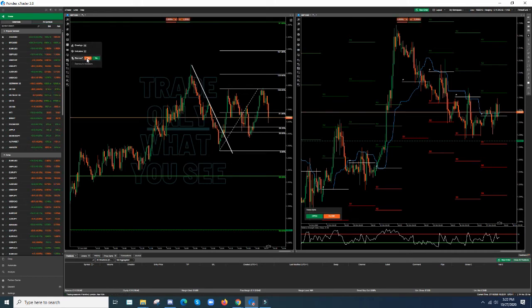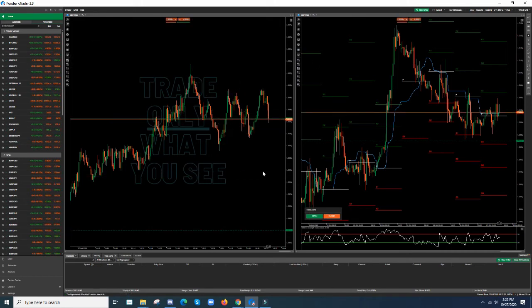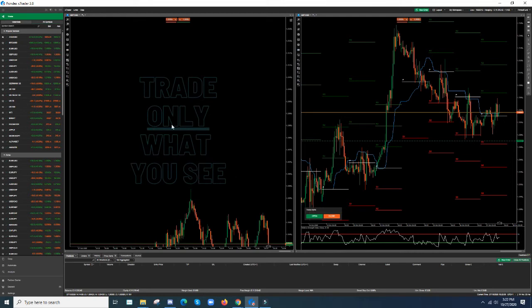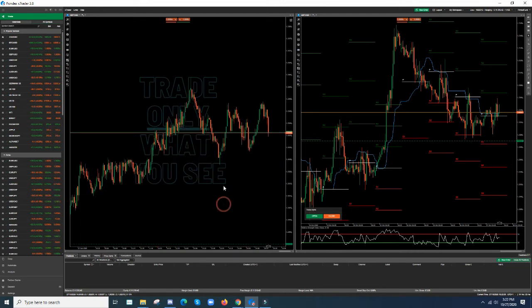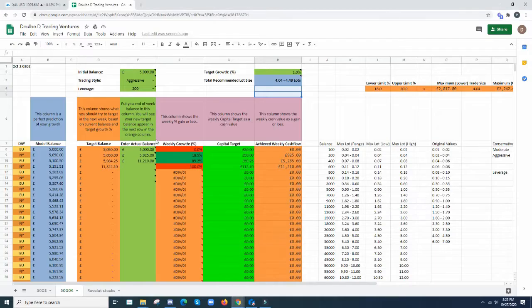So if I do this, all of my charts are clean. A very important rule is set right here: trade only what you see. The reason I have that here is because we people tend to be silly sometimes and make mistakes. So I prepared my position sizing. I know that my trading lot size as a maximum exposure per correlated asset would be 4.48 lots.